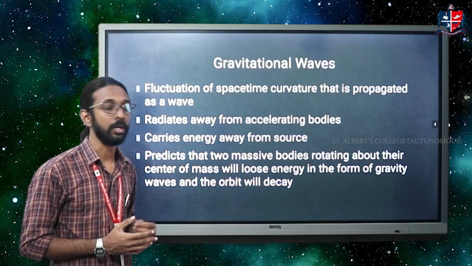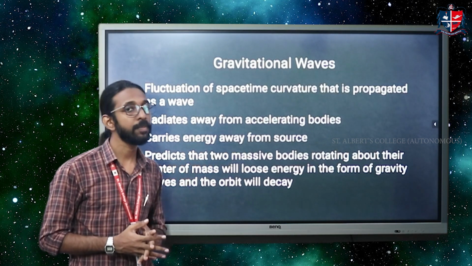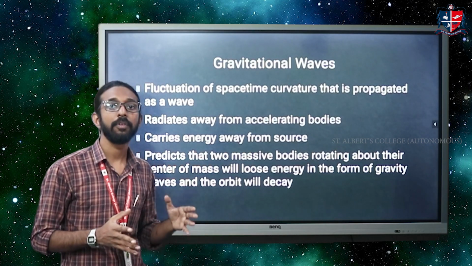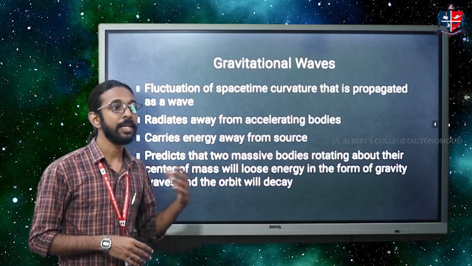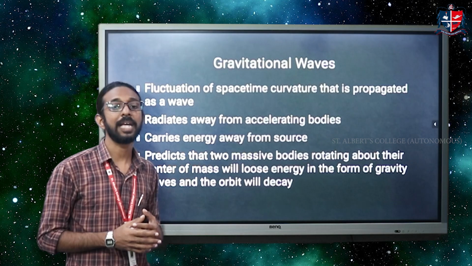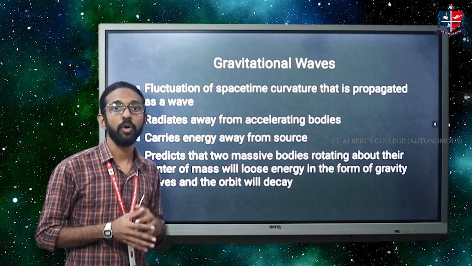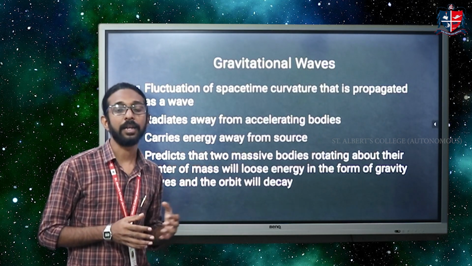So these are the four major predictions of general theory of relativity, and all of these predictions have been observed or proved through observations and calculations.